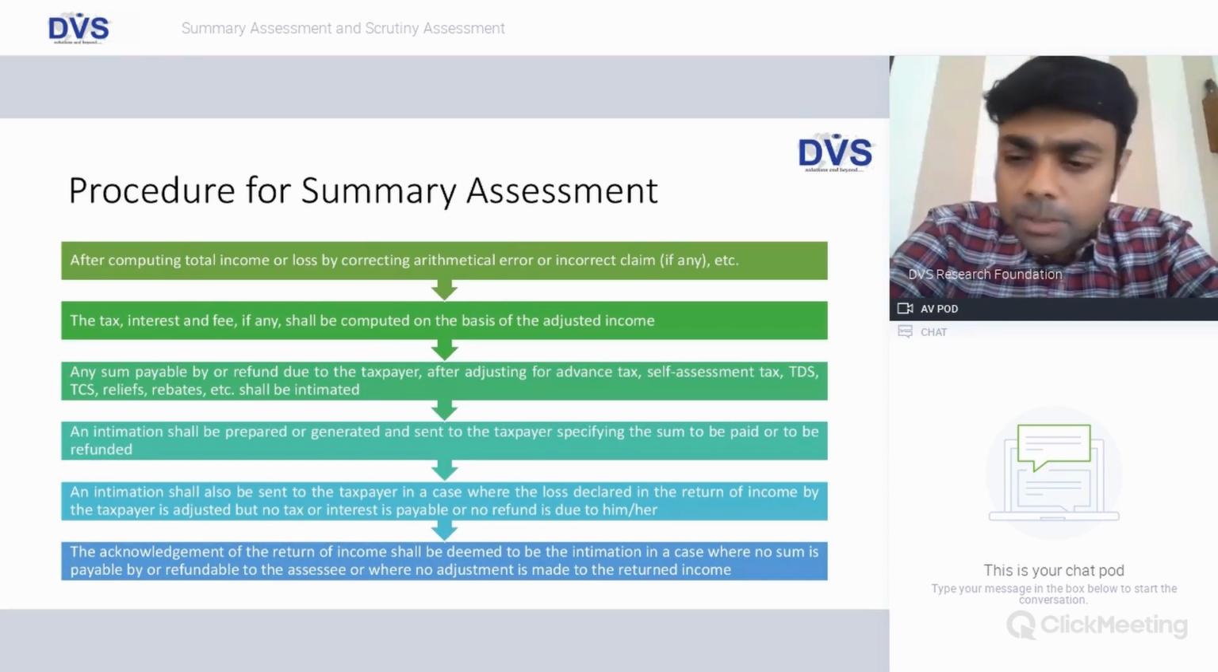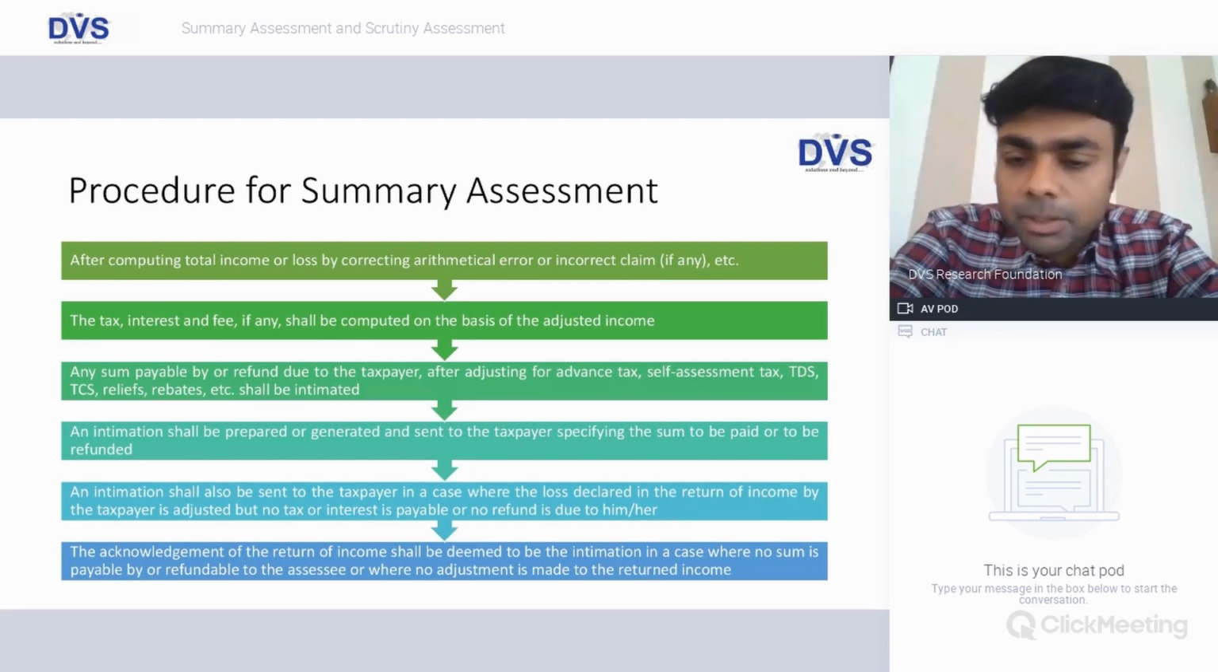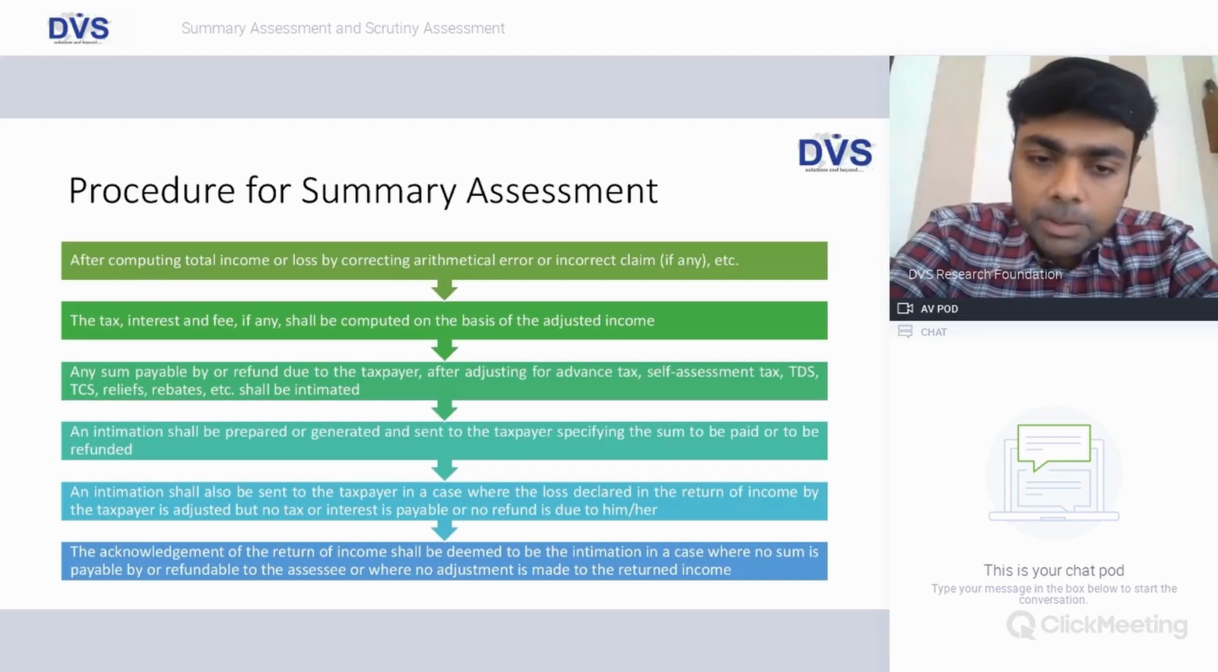So how does the process of summary assessment work? After computing total income or loss by providing for arithmetical error and incorrect claim, the interest, tax, if any, or fee, if any, due shall be computed on the basis of the adjusted or revised income. Any sum payable or refund due to the assessee after adjusting for advance tax, self-assessment tax, TDS, TCS, etc. shall be intimated. An intimation shall be prepared or generated. Today, by and large, this is automated. There is no human involvement at this point in time. It shall be sent to the taxpayer specifying the sum to be paid or to be refunded.